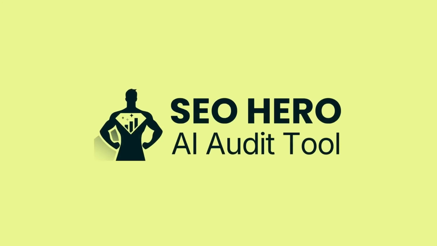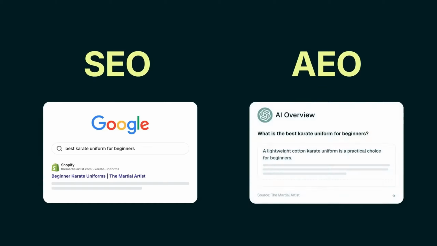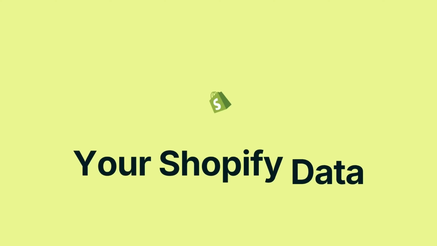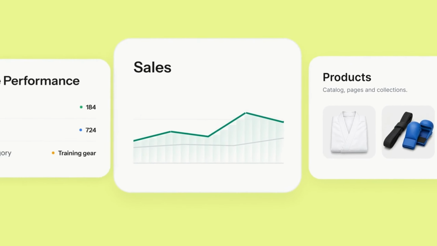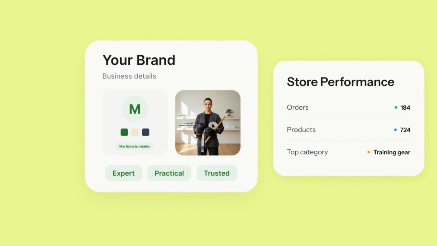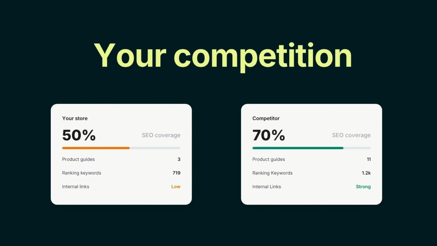So first, let me explain exactly what SEO Hero AI Audit Tool is. It's basically SEO, AEO, Google Search Console data, your Shopify data, like your products, your sales, your orders, all that good stuff, your brand, who you are, what makes you special, who your competition is, and let's grow your business. That's SEO Hero.